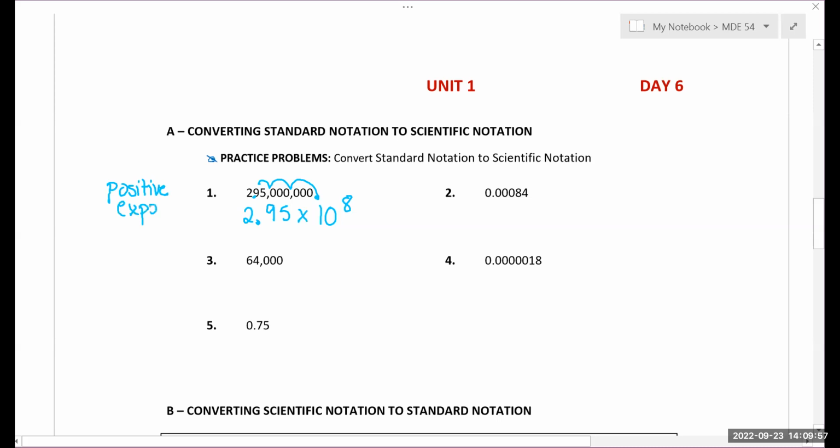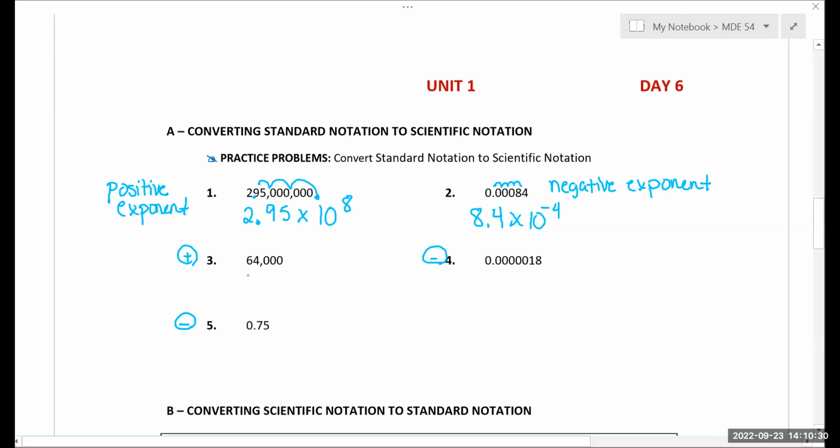Contrast that to number 2. I know that I'm going to have a negative exponent. So 1, 2, 3, 4. I want to move it so I have one number times 10 to the negative 4 because I moved it 4 places. So this one will be positive. This one will be negative. This one will be negative.